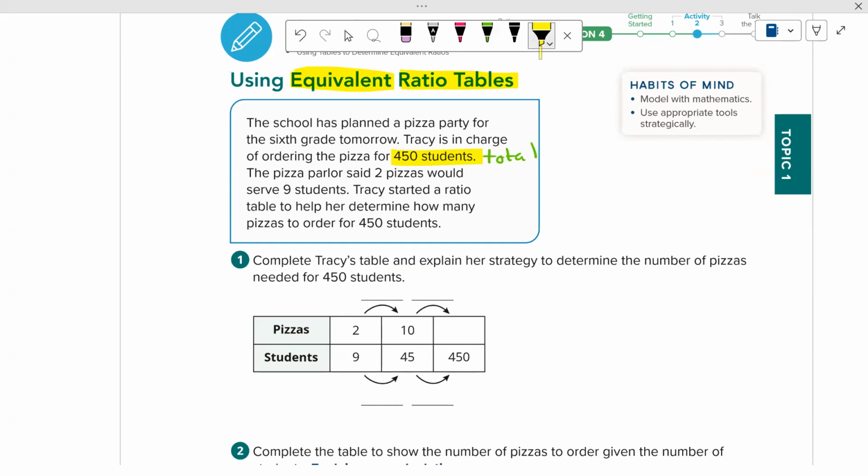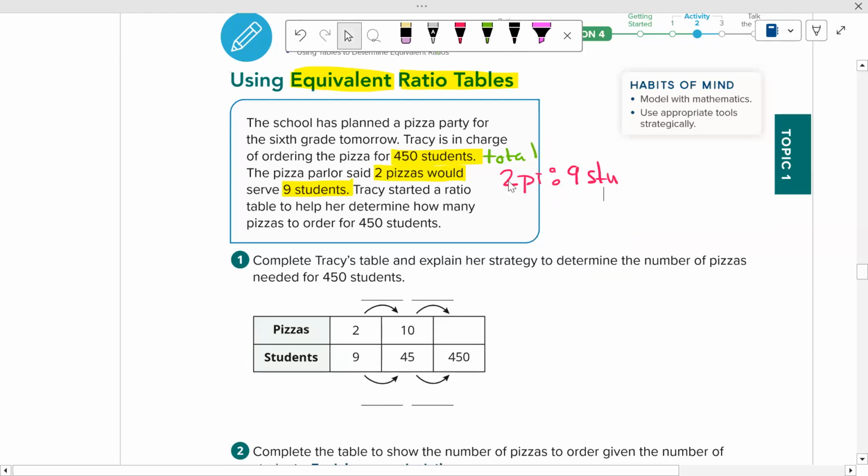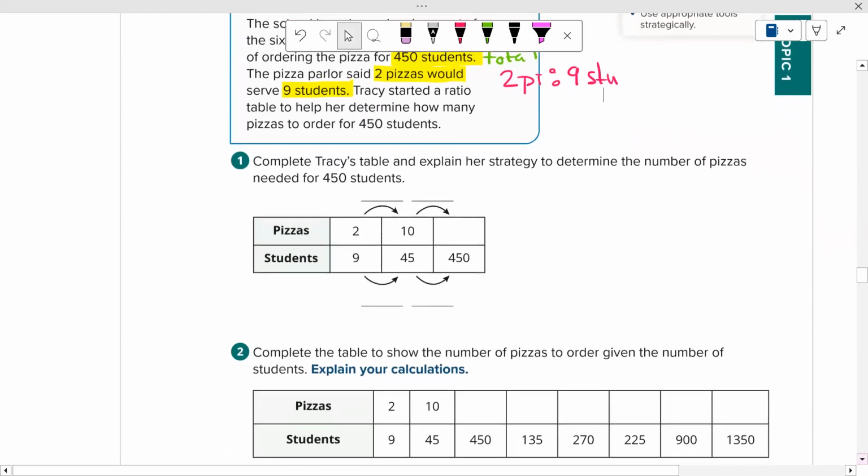The pizza parlor said 2 pizzas would serve 9 students. So there's a ratio I can easily identify. Maybe I should write that: 2 pizzas, then 9 students. I'm not sure this is going to be helpful, but at least it's clearly written like I've taught you before. Tracy started a ratio table to help determine how many pizzas to order for 450 students. Well, looks like we already got a ratio. We already labeled the total. That's good information right there.